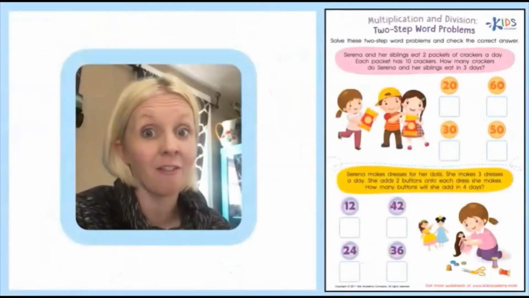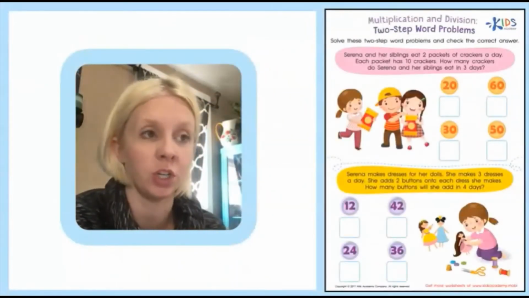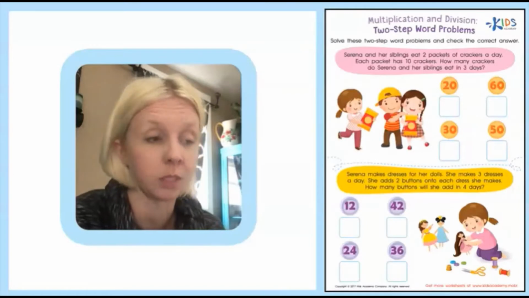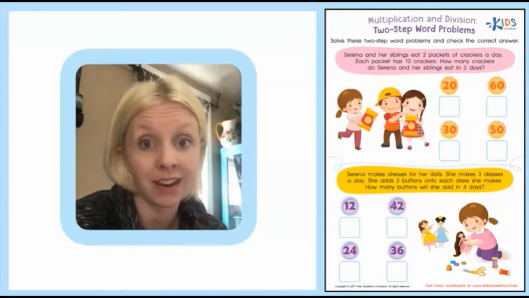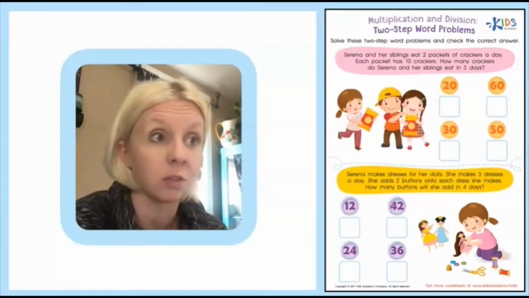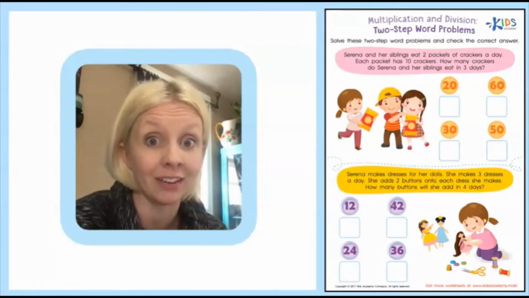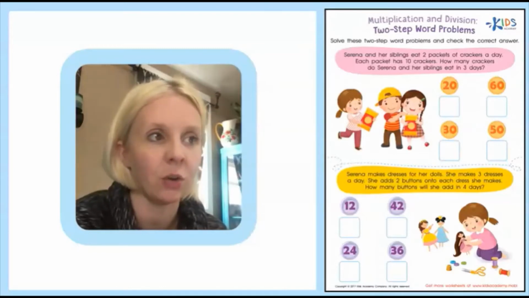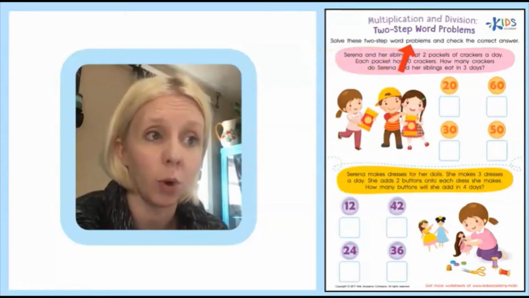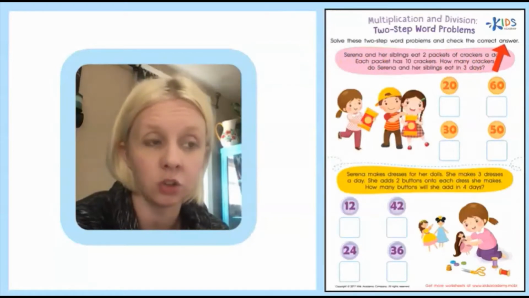All right, so we have a really fun worksheet. The name of our worksheet is called Multiplication and Division, 2-step word problems. You remember, a word problem is kind of a story, and you're going to read through the story and figure out what to do with the numbers. And today we've got multiplication and division. Those are kind of hard, but you guys are going to be able to do this today. I know you can. The first thing says, solve these 2-step word problems and check the correct answer.